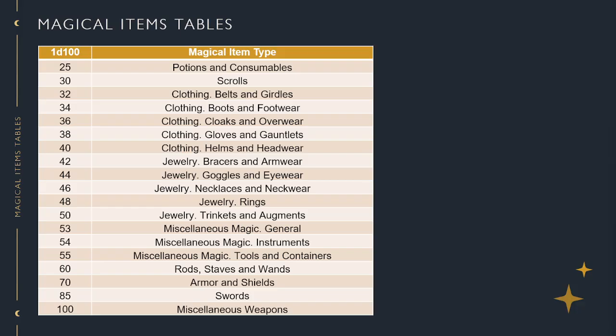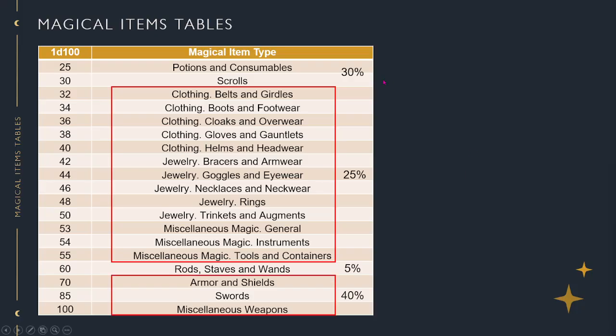So, percentage wise, I want to talk about that for a second. Let's just highlight all these areas here. 30% basically consumables, another 40% for armor and shields and weapons and the like, and then 25% miscellaneous magical items, and then 5% rods, wands, and staffs. Now, obviously, you're a DM, you can adjust this for your games as you want, but everything pretty much falls into one of these categories.